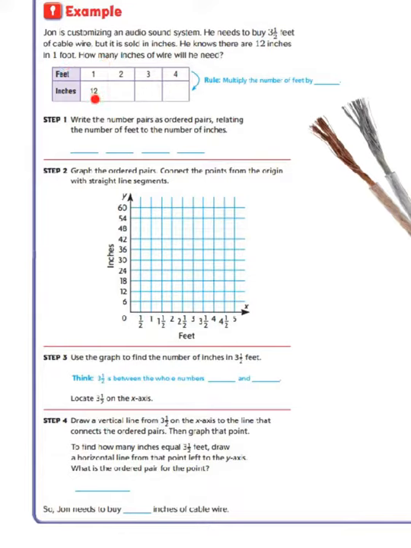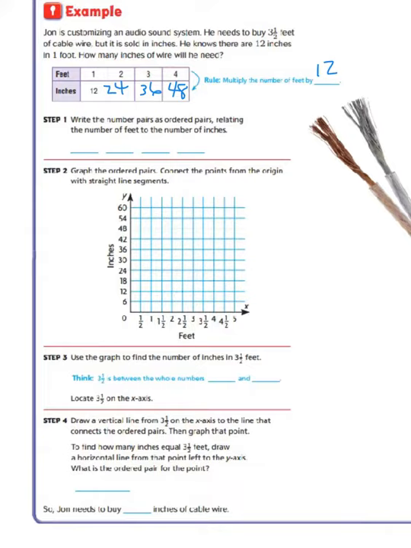So 1 foot equals 12 inches. 2 feet equals, and we're increasing by 12, so we know that 12 times 2 is 24 inches. 12 times 3 would be 36 inches, and 12 times 4 would be 48 inches. So we're going to multiply the number of feet by 12, because there are 12 inches in 1 foot. So we're going to write the number pairs as ordered pairs relating the number of feet to the number of inches.